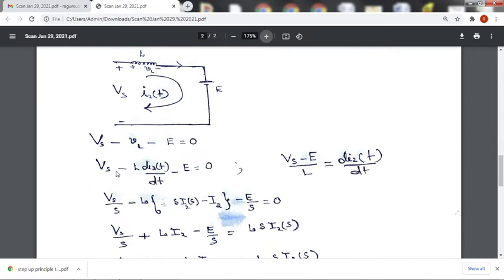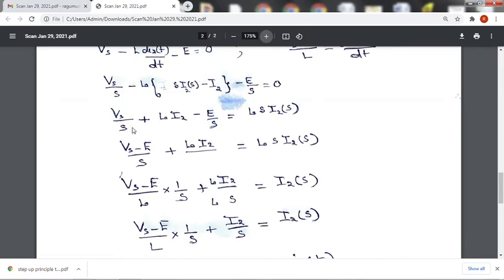first apply the KVL. Vs minus VL minus E. So what is VL? L di2(t)/dt. Vs minus L di2(t)/dt minus E is equal to 0. Now apply the Laplace transform. Vs becomes Vs by S, minus L times (S into I2(S) minus I2(0)), minus E by S is equal to 0.